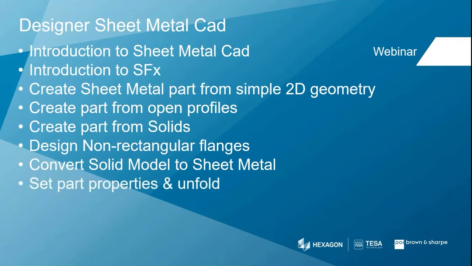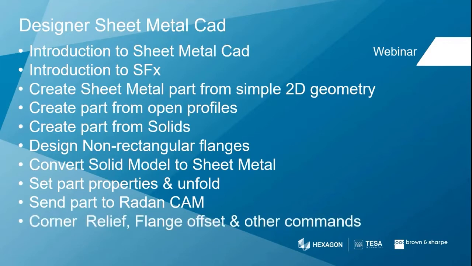We will look at how to design non-rectangular flanges and converting solid models to sheet metal models. We will look at setting part properties and unfolding, and sending a part to RADAN CAM. We will also have a closer look at corner relief, flange offset, and other commands. And finally, we'll have a look at working with assemblies.